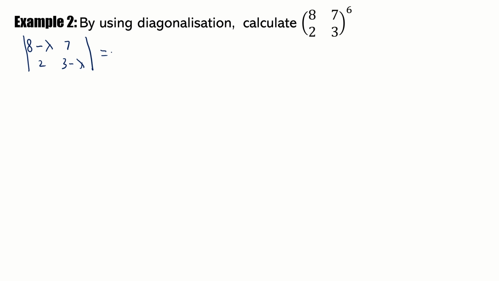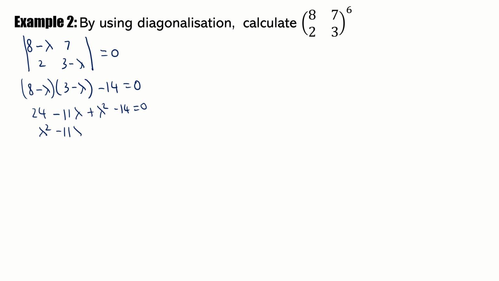So the determinant of this is equal to 0, therefore meaning (8 minus lambda)(3 minus lambda) minus 14 equals 0. Therefore, we have 24 minus 11 lambda plus lambda squared minus 14, leading to the quadratic as follows. Quite a nice one again, almost as if I purposely designed it that way. Therefore, we get the two eigenvalues of 10 and 1. We can therefore use those to find the eigenvectors. So I'm going to do that now.